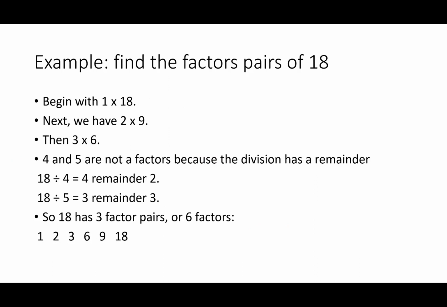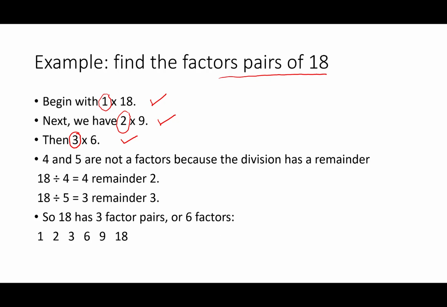So how can we find the factor pairs for 18? Remember the steps earlier? First, we begin with the number 1. To get 18, we have 1 times 18 itself. So this is one factor pair. Next, we try the number 2. To get 18, we can have 2 times 9. So this is another factor pair. After that, we try the number 3. 3 times 6 will also give us 18. So we have 3 factor pairs now.